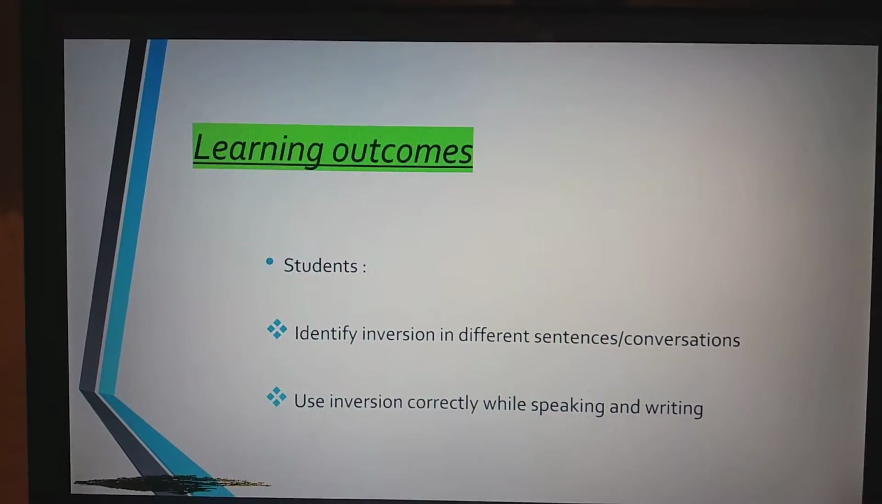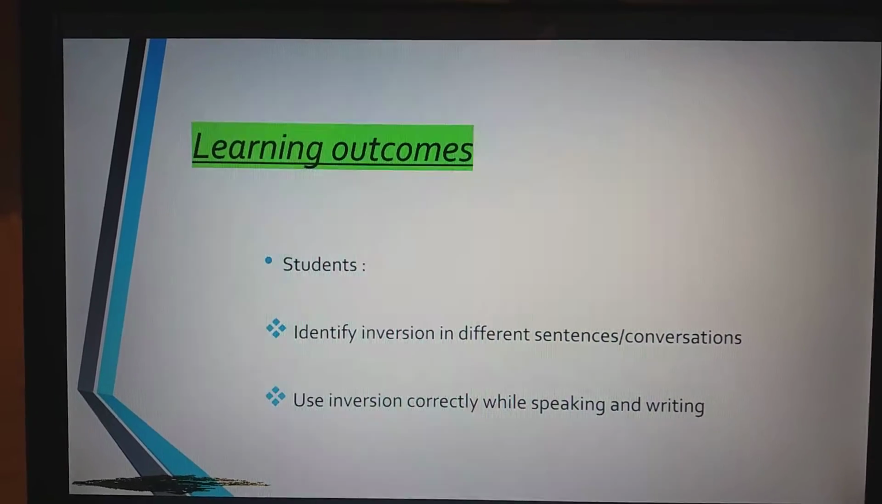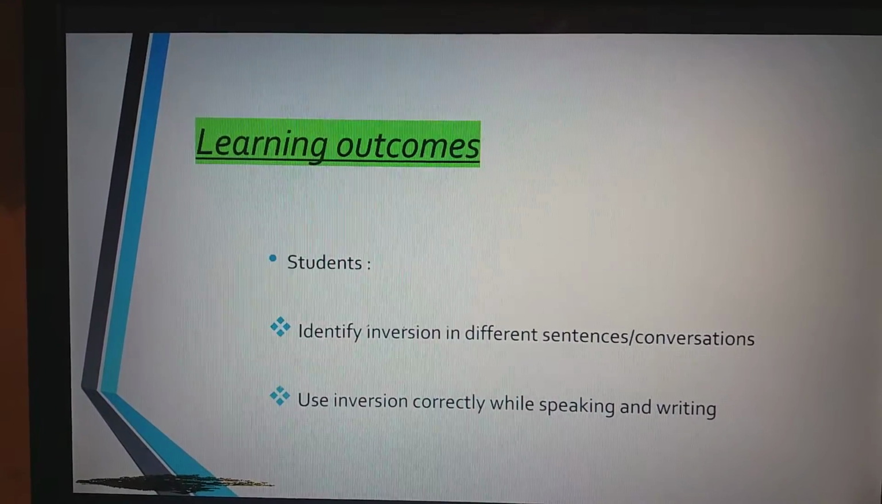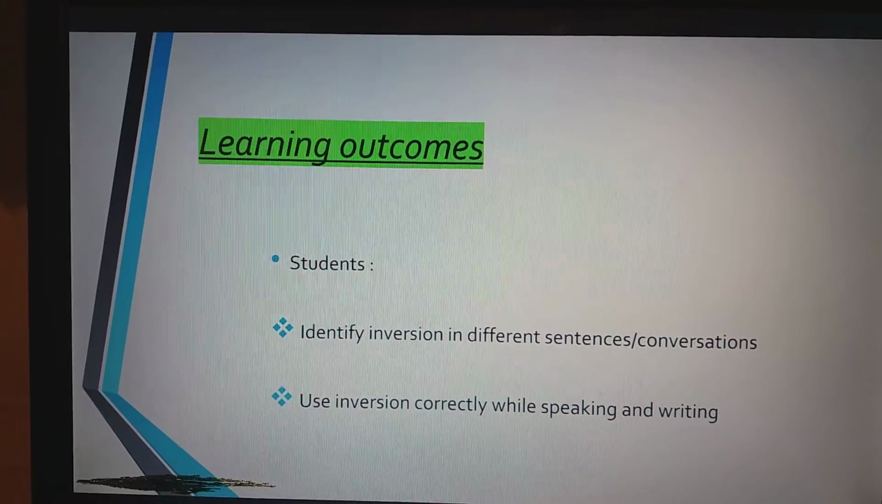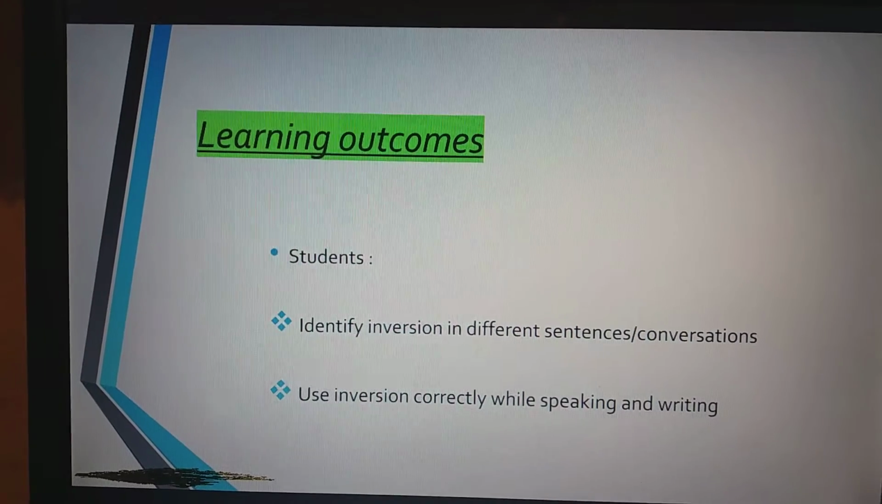Learning outcomes for this topic: students identify inversion in different sentences or conversations, and students use inversion correctly while speaking and writing.